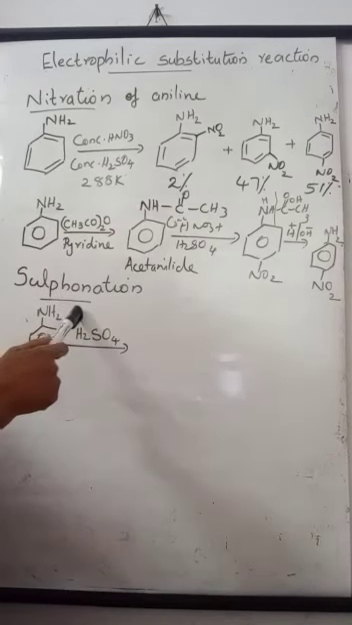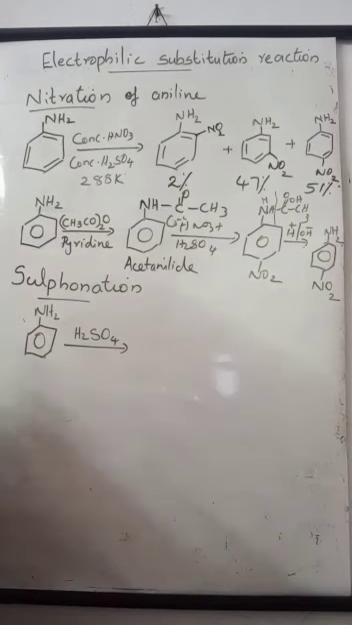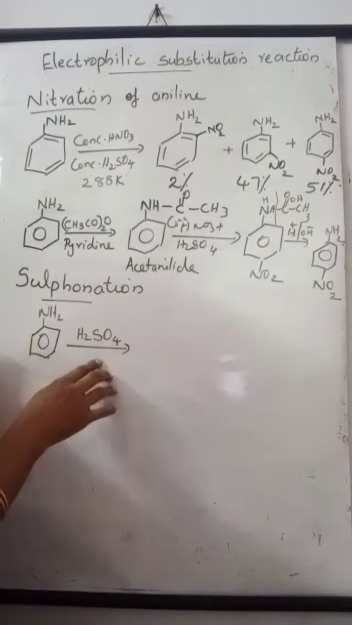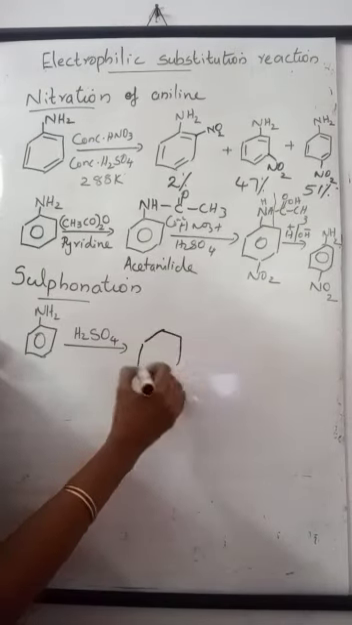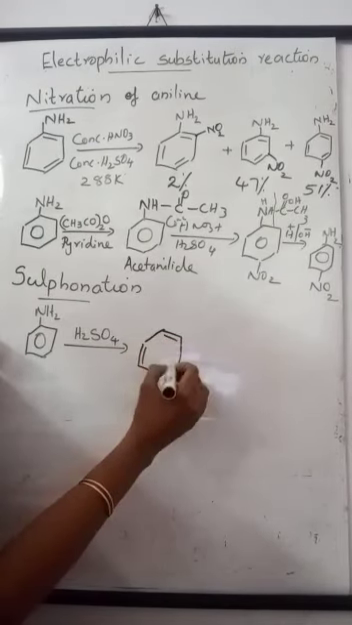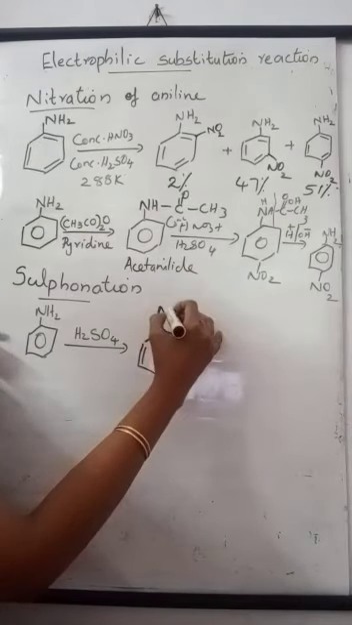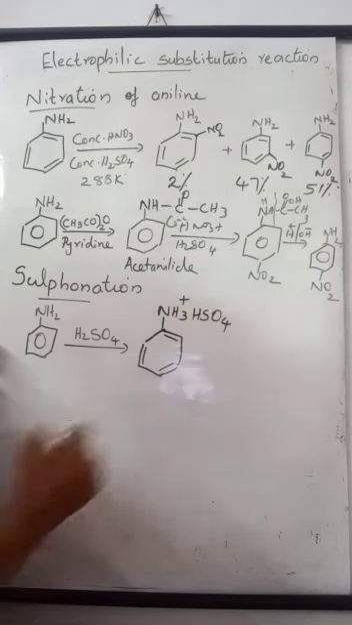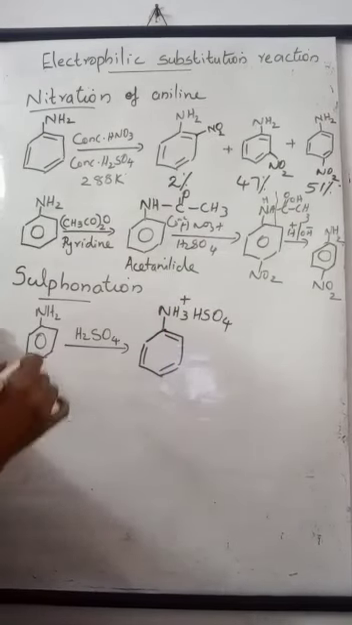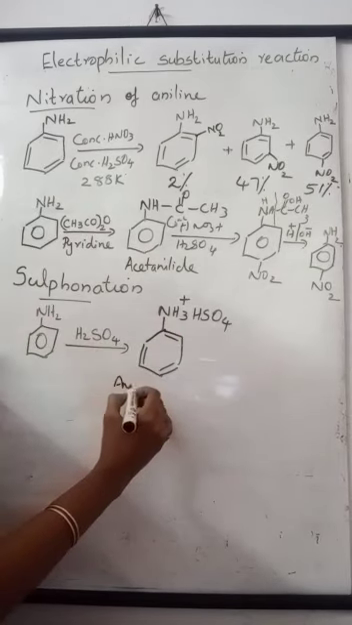Then sulphonation. Sulphonation of aniline is another electrophilic substitution reaction. Aniline undergoes sulphonation with concentrated sulfuric acid. So first we get anilinium hydrogen sulfate, that is NH3+ HSO4-. First we get an adduct, that is anilinium hydrogen sulfate.